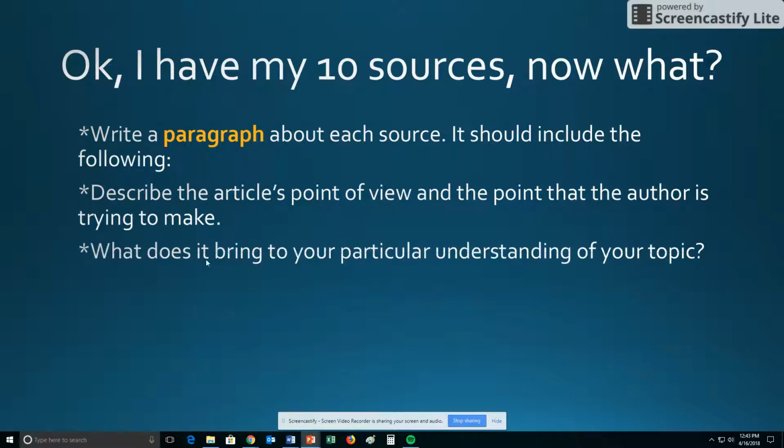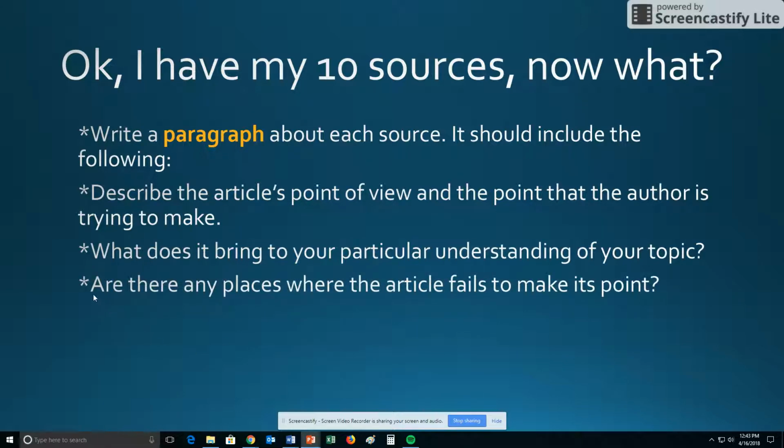What does this bring to your particular understanding of the topic? Did this bring any new information, something you hadn't thought about? Maybe they're against your initial point of view. Did you think about that? Or did it enhance certain things you understood? Is there any particular data that you could use?